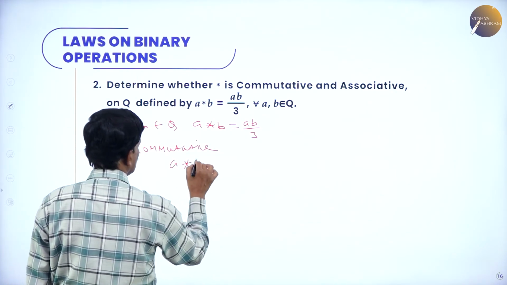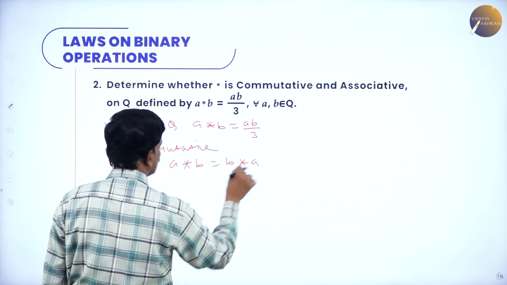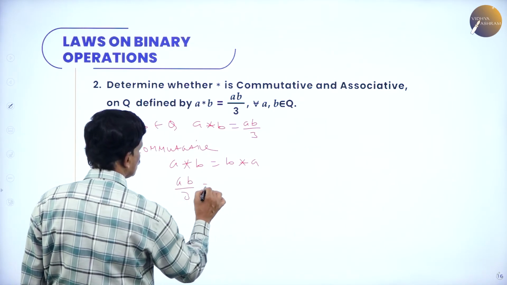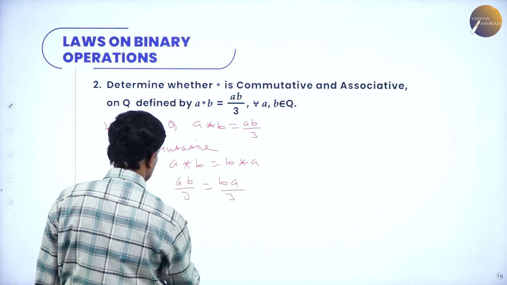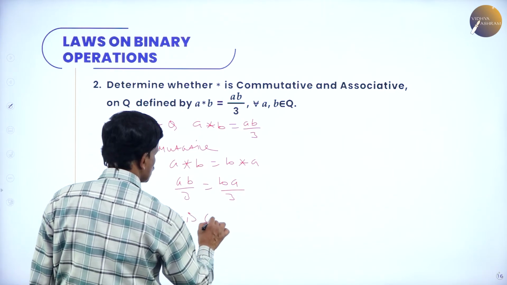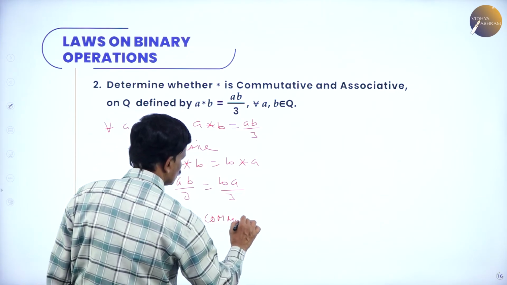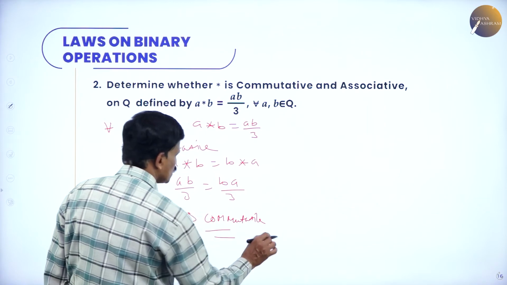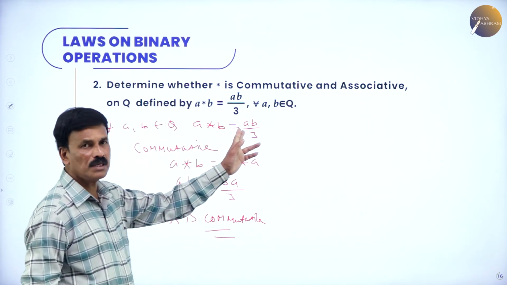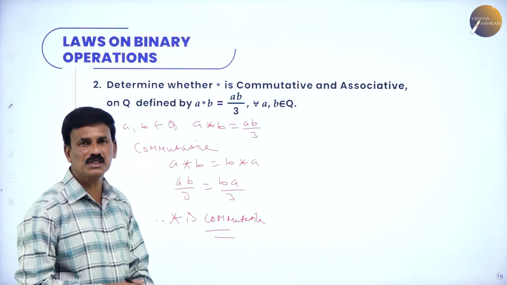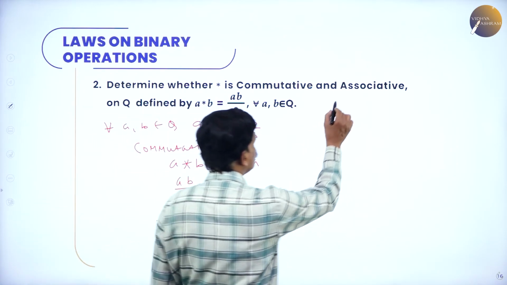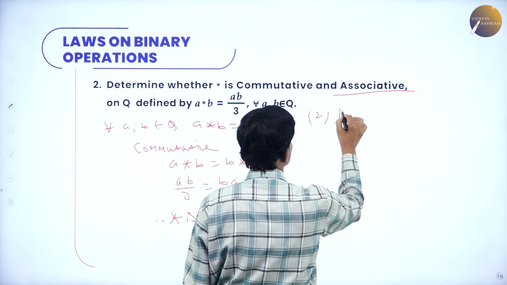Commutative law is A star B is equal to B star A. That is, A star B is AB by 3, which is equal to BA by 3. So, therefore, star is commutative. A star B is equal to AB by 3 means B star A is equal to BA by 3. Therefore, star is commutative. Now, to prove the second one, associative.